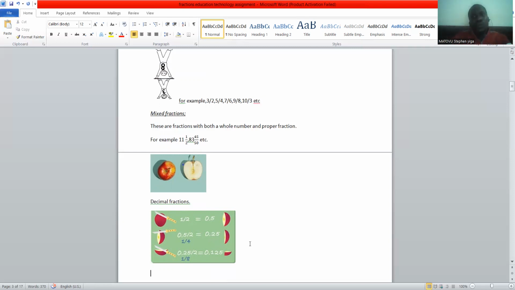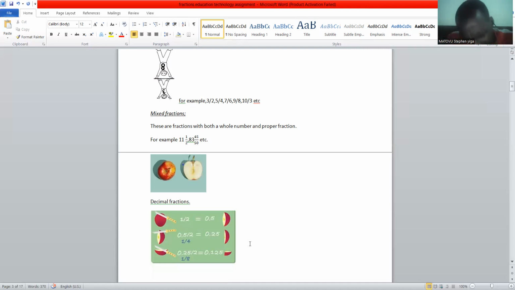The reason why we talk of a proper fraction is that it is very rare to find a mixed fraction with an improper fraction, since most times to get a mixed fraction, you reduce or simplify the improper fraction. For example, 11.5, 83, 45 out of 50. You can get so many more other mixed fractions, as long as they have a whole number and a proper fraction.